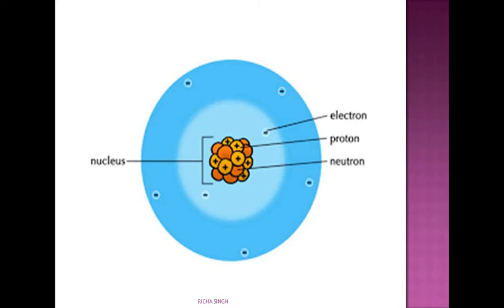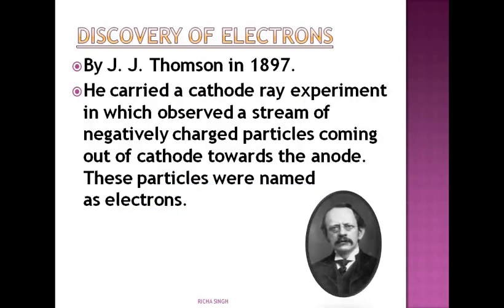This is the simple structure: the electron is there, the proton is there, and the neutron is there. Electrons are located in the orbits. Protons and neutrons are present in the center. Electron has a negative charge, proton has a positive charge, and neutron does not have any charge. It is neutral in nature. So let's study each subatomic particle in detail, how its discovery was done and which scientist did that.